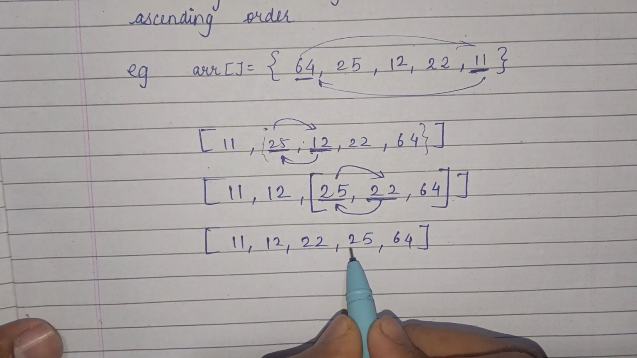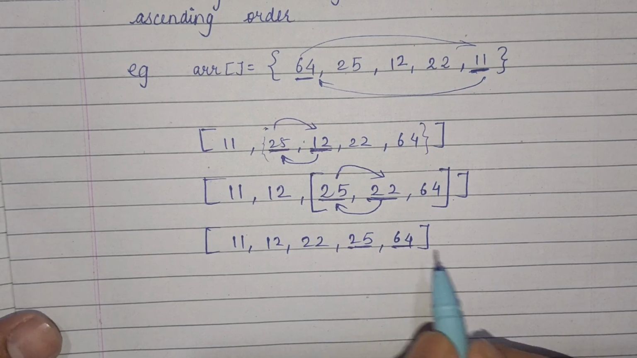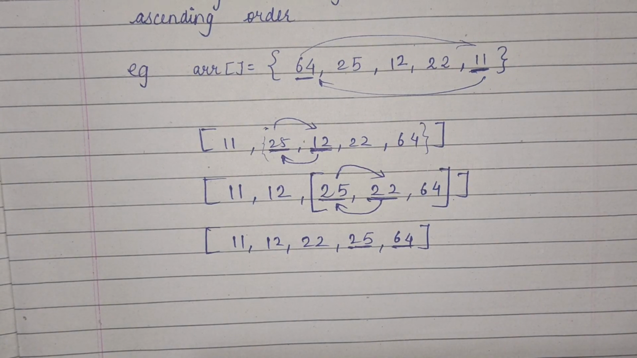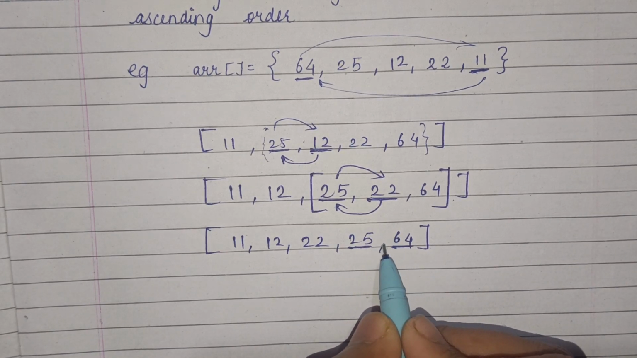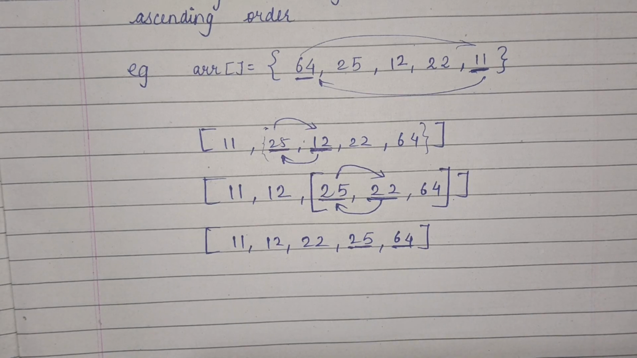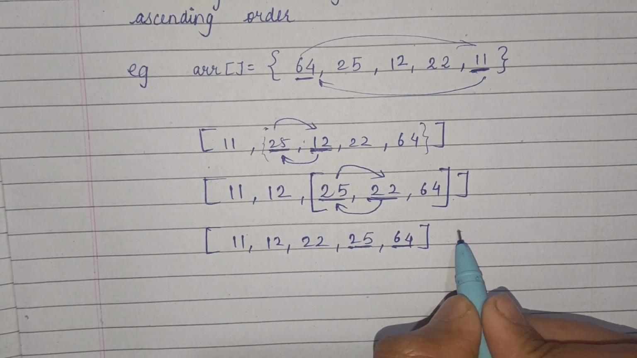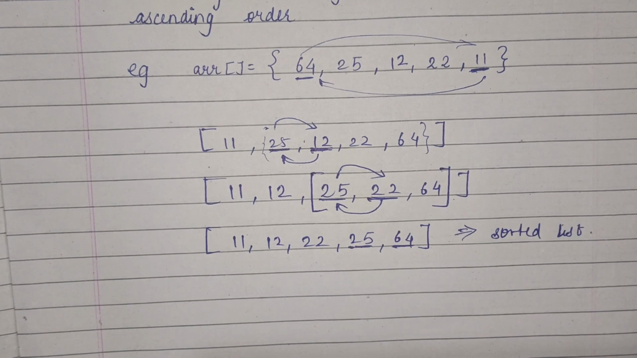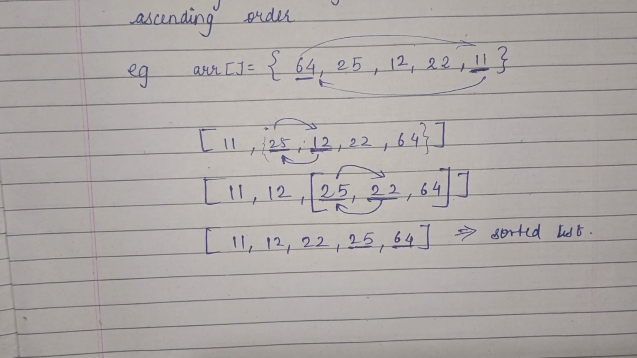Now 25 and 64 will be compared. No swap is needed as 25 is already in the correct position. 25 is less than 64, so it will not get swapped here, and so we get this array as sorted. So this is the process of getting the sorted array through selection sort.